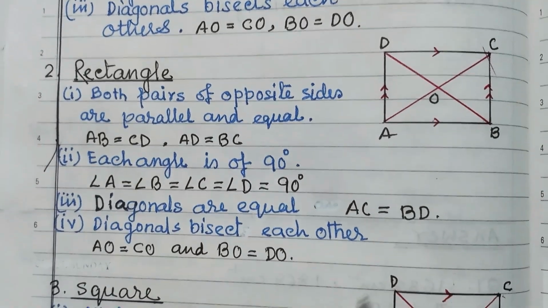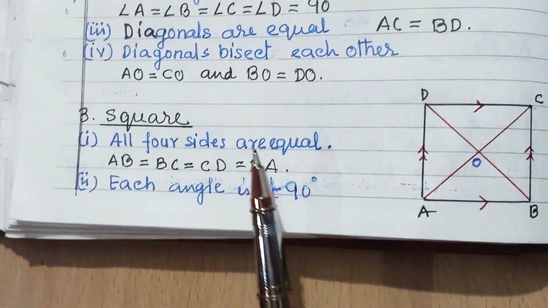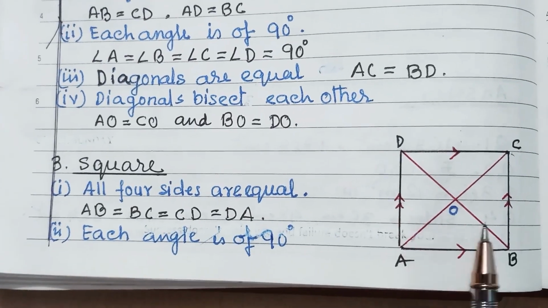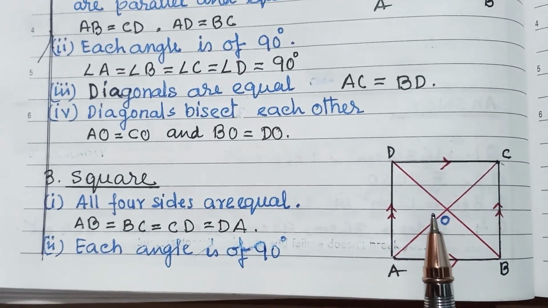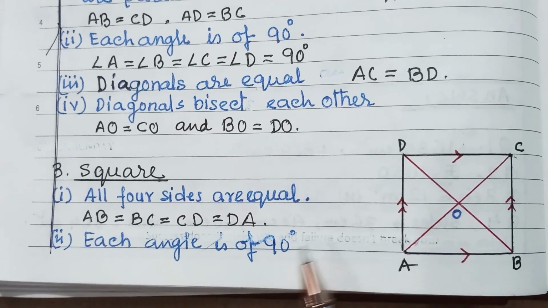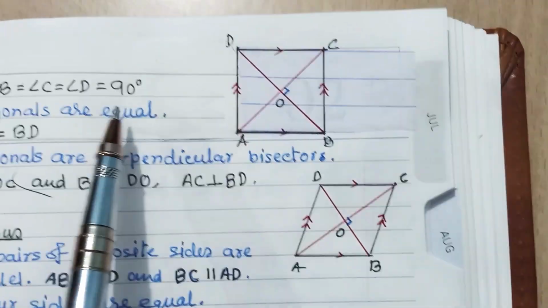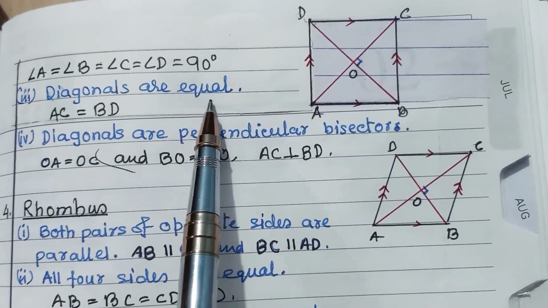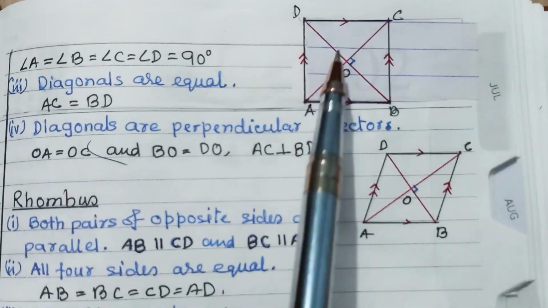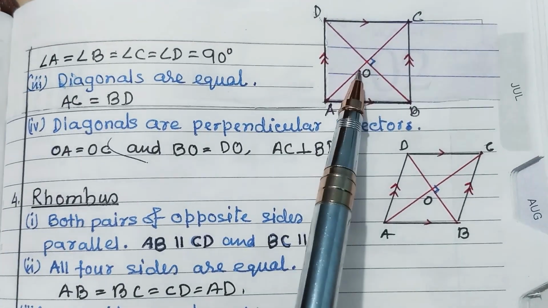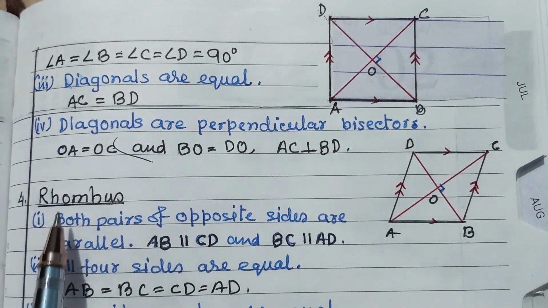Okay. Next, square. All four sides are equal, and each angle is 90 degrees in a square. Diagonals are equal and diagonals are perpendicular bisectors. It is perpendicular also, and a perpendicular bisector.